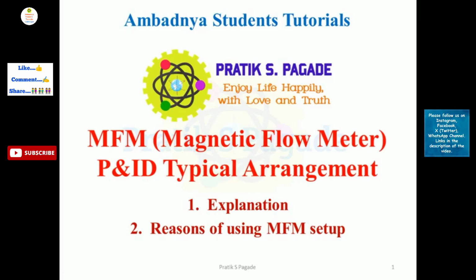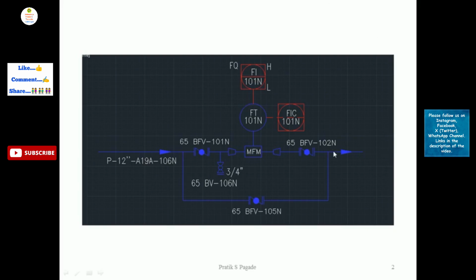In this video we are going to understand about MFM, that is magnetic flow meter P&ID typical arrangement. Here we will understand its explanation and reasons of using MFM setup. So here see, this is the typical arrangement diagram of MFM in P&ID.